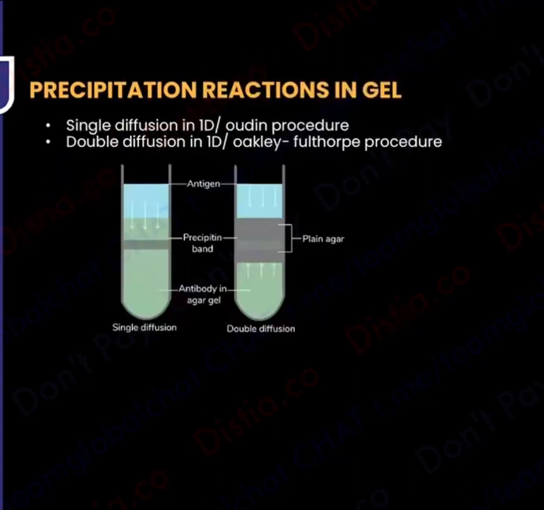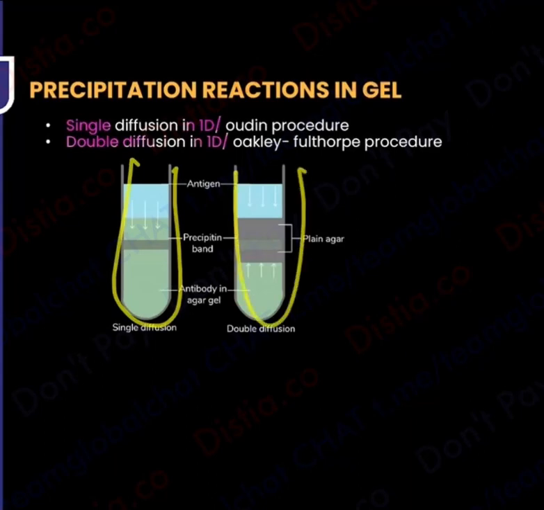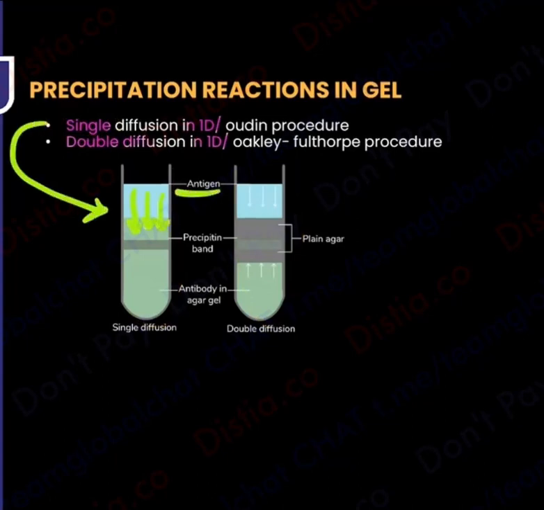Have a look at the pictures now. See, it's in front of you. Single diffusion in one dimension, double diffusion in one dimension. One dimension means the test tubes are in front of me, correct? Single diffusion means who is moving? Only the antigen is seen moving. Only antigen is moving. This means this is the Auden test. And if I see the antigen and the antibody both are moving, that means it is double diffusion. That is going to be the Oakley-Fulthorpe test. Simple. If you see only antigen moving, Auden. Antigen and antibody both are moving, use two words, Oakley-Fulthorpe test.